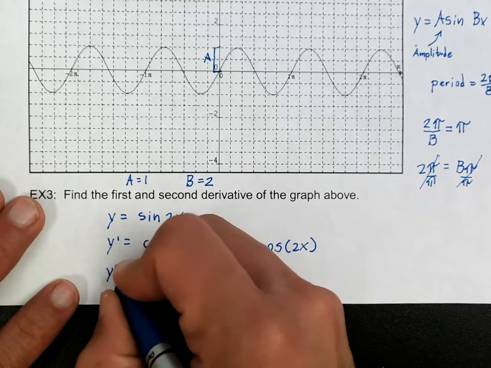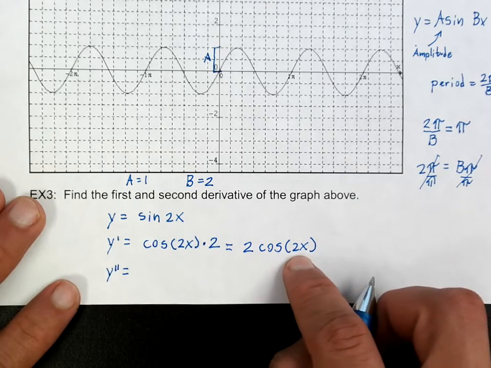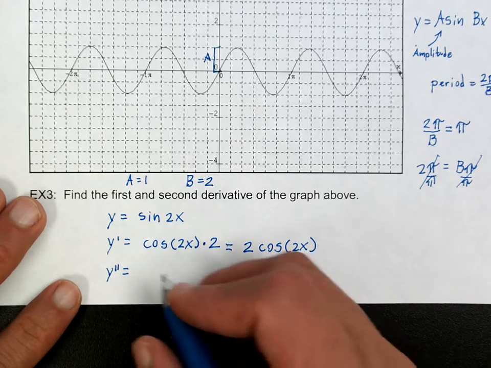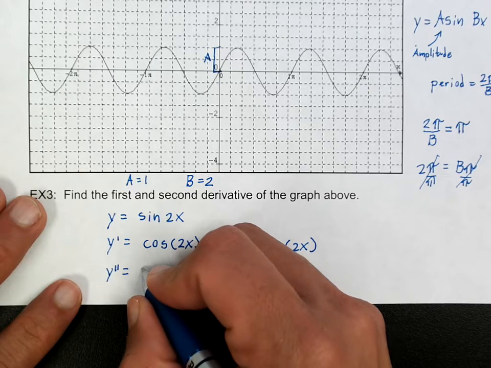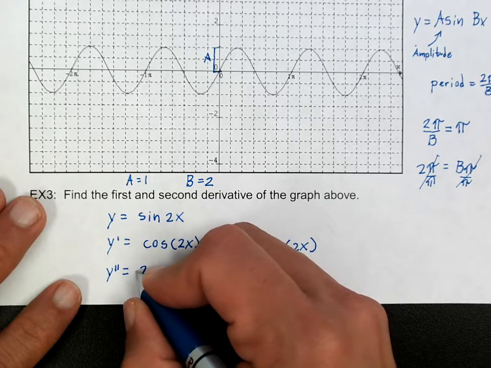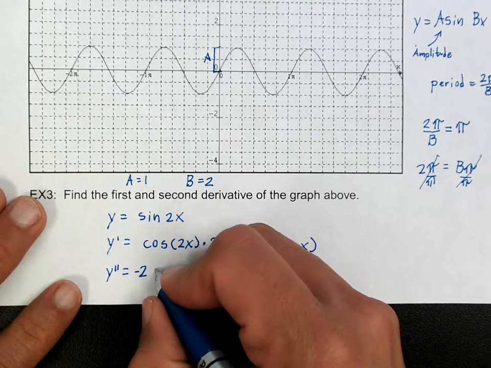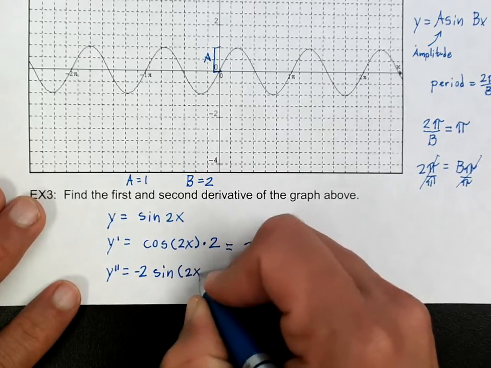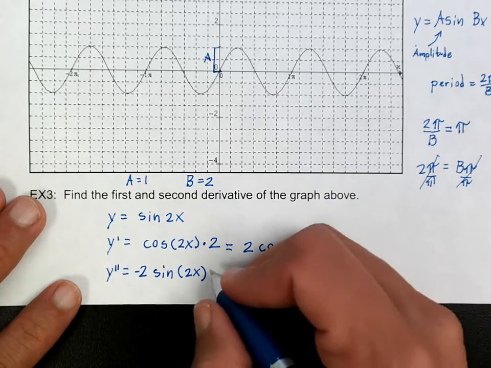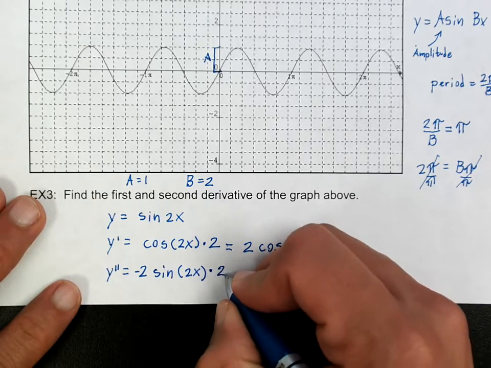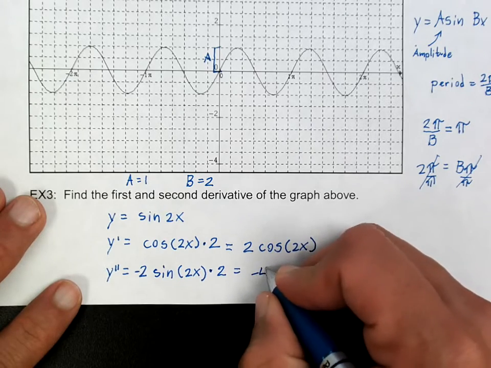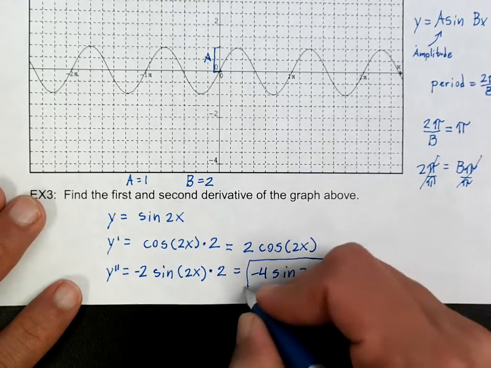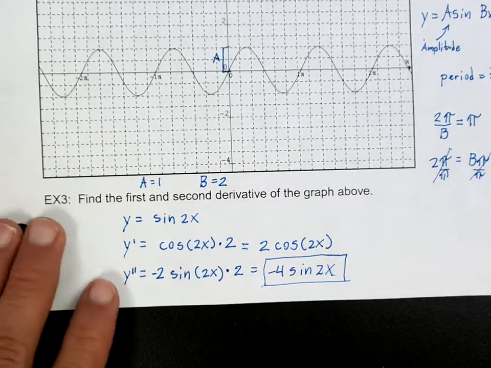Now to take the second derivative, I'm going to take the derivative of this. So I have the derivative of the outer, and the derivative of cosine is negative sine. So we have, well, I guess I can have negative 2, times the sine of 2x, times the derivative of the inner part, which is also 2. So this is going to be negative 4 sine of 2x. So that is that. Alright, let's carry on to the back.